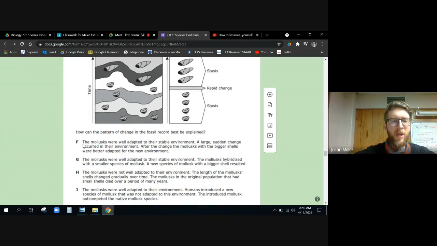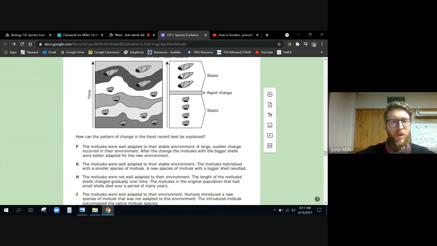So let's start with F. The mollusks were well adapted to their stable environment. Stasis means stable, so yes. A large sudden change occurred in their environment. A sudden change or rapid change happened, yes. After the change, the mollusks with the bigger shells were better adapted for the new environment. Yes, that's why there's only large.